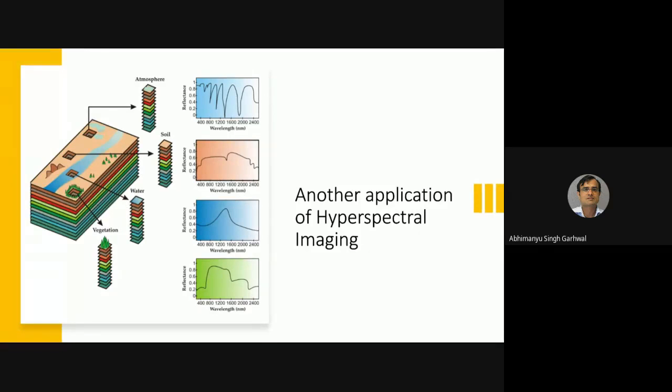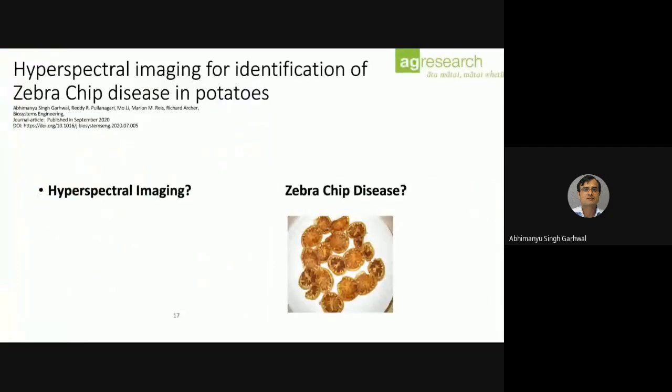Normally it is used to identify forest area, how much area is covered with forest and how much is dry land. When you capture the image, you can identify what kind of forest it is, whether pine forest or eucalyptus forest. It can also be identified by using hyperspectral imaging. So that's the project on which I worked at Massey University.